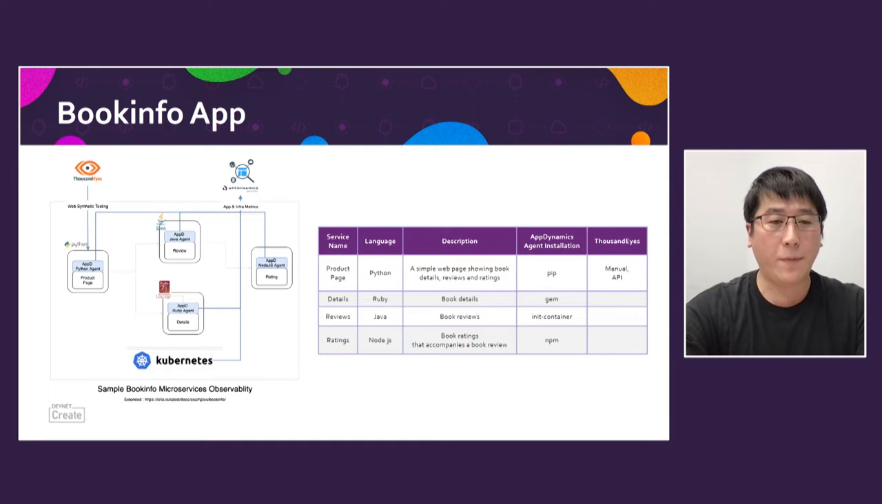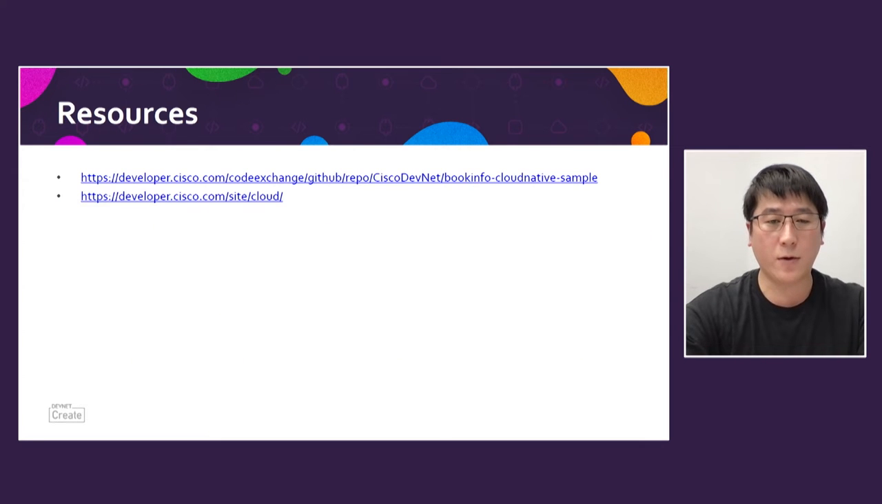In the Bookinfo app, each microservice is instrumented with AppDynamics agents to enable application monitoring data. And for the product page and web endpoints, an HTTP monitor is configured in ThousandEyes that can monitor response time, availability, and throughput from multiple different regions in the world. So let's look at the demo.